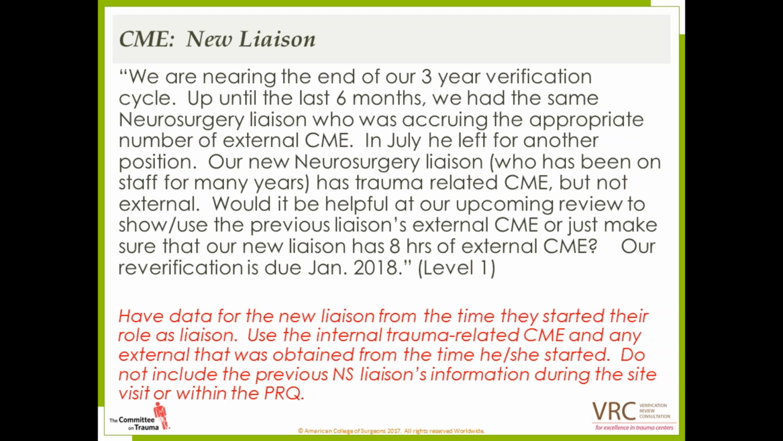So in this example, we want to have data for the new liaison from the time they started their role as the liaison. Seeing that this was a member of the neurosurgeons panel, they're going to get their CME prorated. So use the internal trauma-related CME and any external that was obtained from the time she started. Do not include the previous neurosurgeon liaison information during the site visit or within the PRQ. So in this instance, you can use a mixture of both because they're new to the service. If you don't want to use their internal CME, you can use their external, and it's just going to get prorated based on their new role.